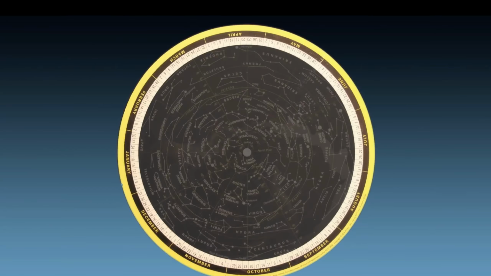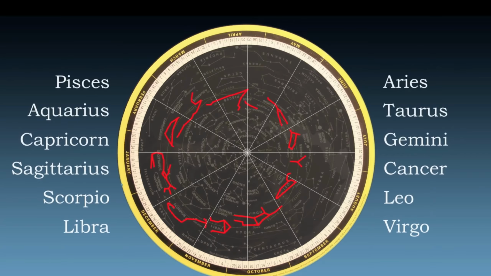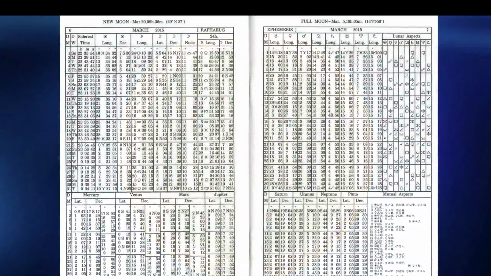I mentioned a moment ago that the sky is divided into 12 equal sections, 30 degrees wide, and that each one is named for its zodiac sign. You'll also recall that the sky makes one full rotation in 23 hours, 56 minutes and 4 seconds. This is the ephemeris for March 2015. It looks rather complicated, so let's see if we can simplify things.